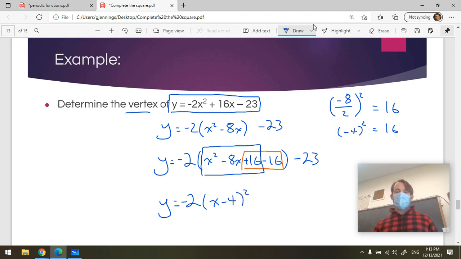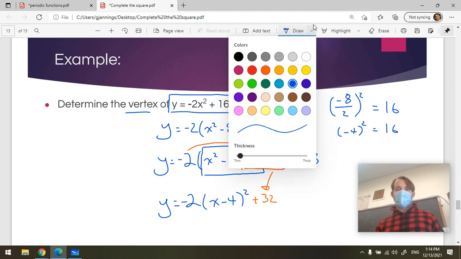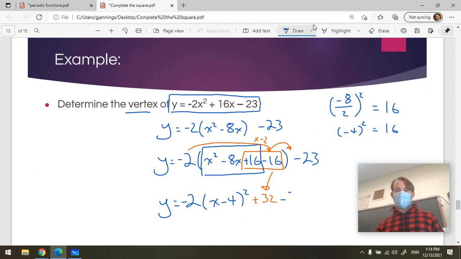Okay? But now, when this one comes outside to meet his buddy over there and get collected, I can't forget to multiply this by that. This is the most common error, to forget to do this. I need to multiply this by that. That's multiply by 2, by negative 2, and then it can come out. So that would give me negative 16 times negative 2. That's positive 32. That's going to become positive 32. And then I subtract the 23.